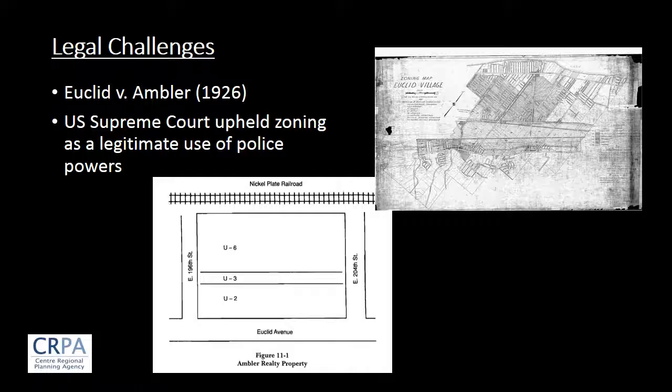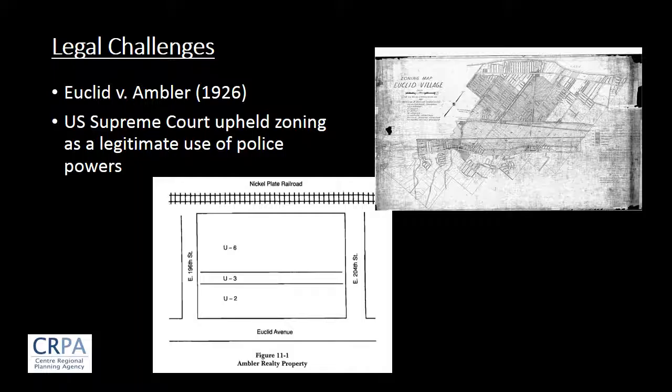Ambler Realty owned a 68-acre tract in Euclid. Ambler Realty sued the village, arguing that the zoning ordinance had substantially reduced the value of the land by limiting its use, amounting to a deprivation of Ambler's liberty and property without due process.